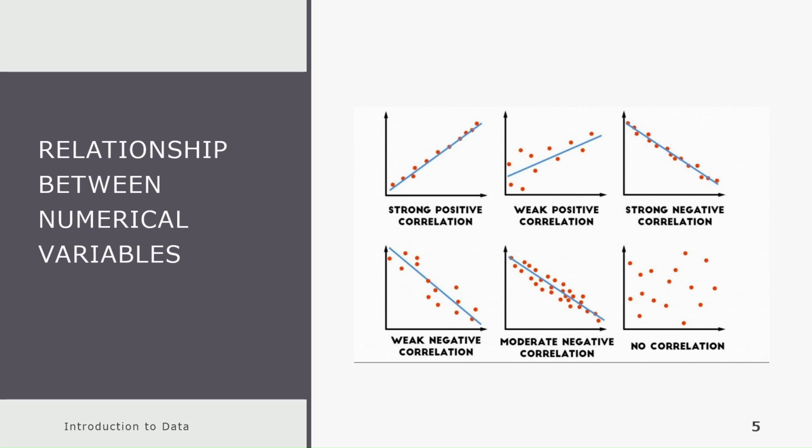And the last would be no correlation. Now, the example for no correlation would be the shoe size of an individual and their favorite ice cream flavor. So there is likely no meaningful relation between these variables. Hence, there is no correlation.